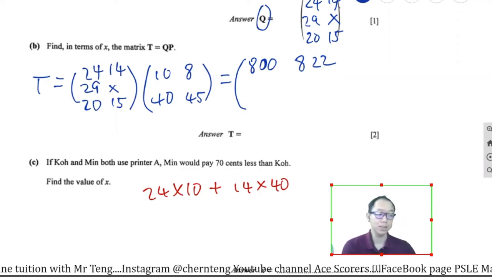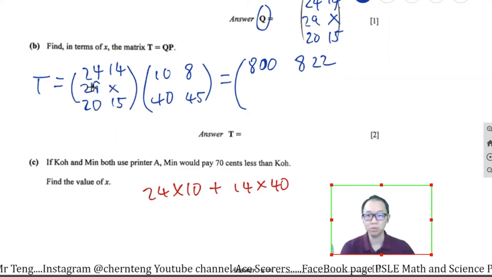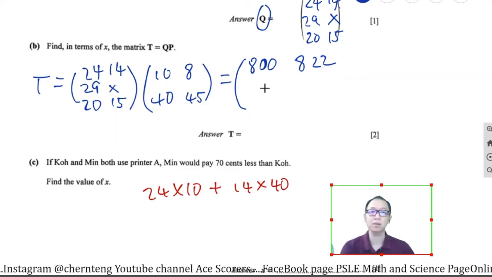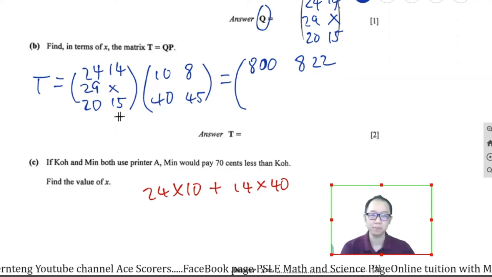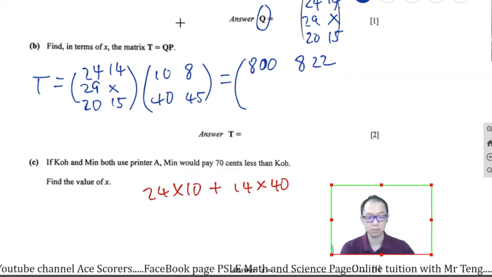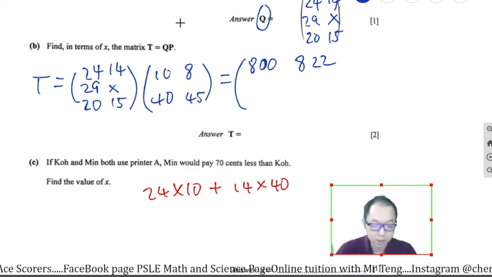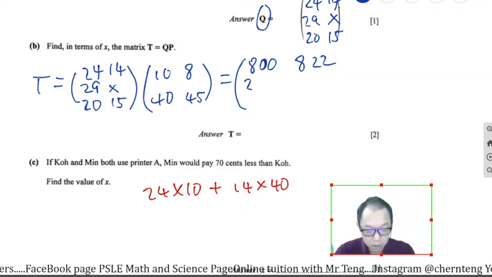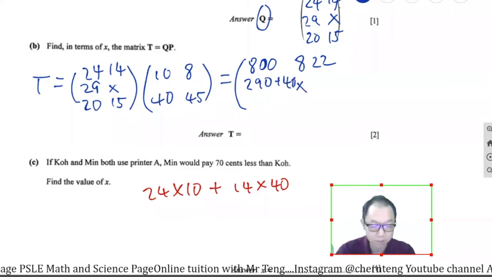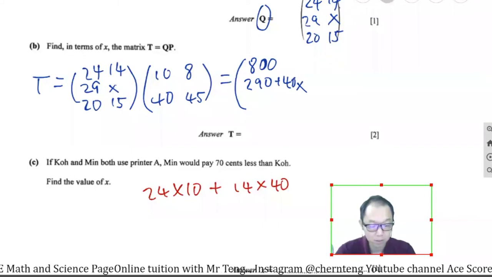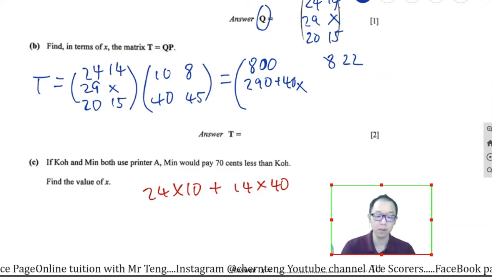Now for the second row, we have row 2, column 1. Ethan, can you tell me what's row 2, column 1? 290 plus 40x. Yeah. 290 plus 40x. Wow, running out of space. Do bigger. Okay. Amelia, do the next one.